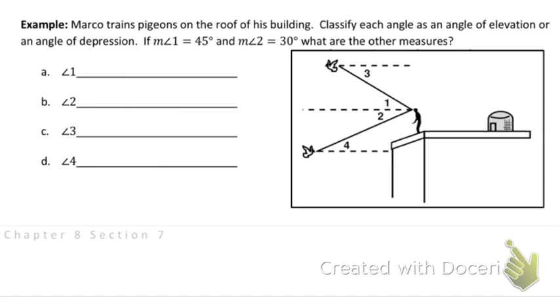All right, Marco trains pigeons on the roof of his building. Classify each angle as an angle of elevation or an angle of depression. If measure of angle 1 equals 45 degrees and measure of angle 2 equals 30 degrees, what are the other measures? So let's start with angle 1.